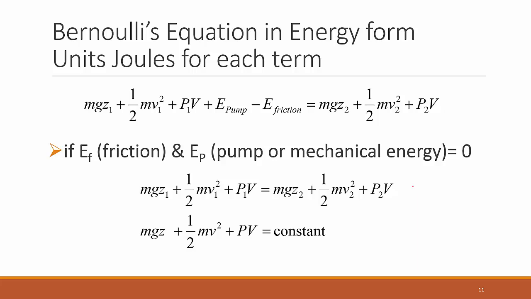But suppose, for simplification purposes, there is no pump between point 1 and point 2, you can ignore it. And if you assume that there is no friction, it's a smooth frictionless pipe, you can ignore that. Then in that case, the potential energy plus kinetic energy plus pressure energy is constant throughout the fluid. That's the Bernoulli's equation. The energy is conserved.